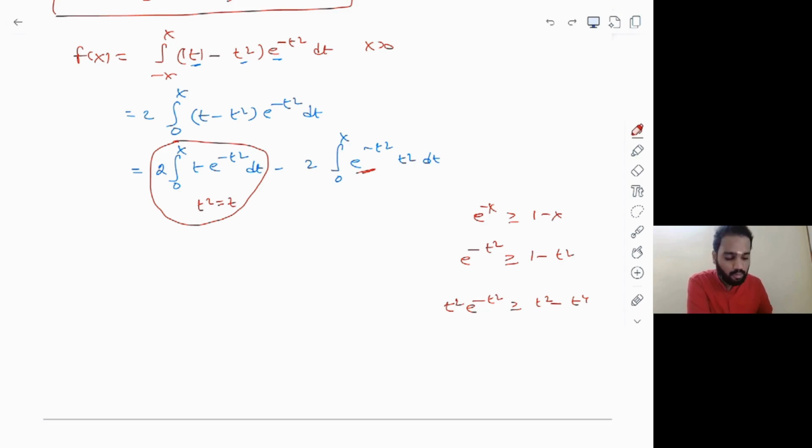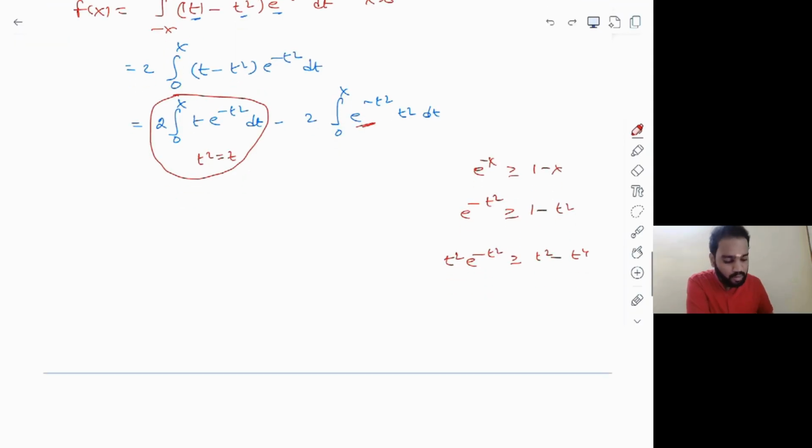So I think you understood now what to do. If you want, I can do it, no problem. So I can say that minus t square into e power minus t square will be less than or equal to t power 4 minus t square. So finally, what we can say is this f of x function will be definitely less than or equal to, you will be able to solve this part, right?